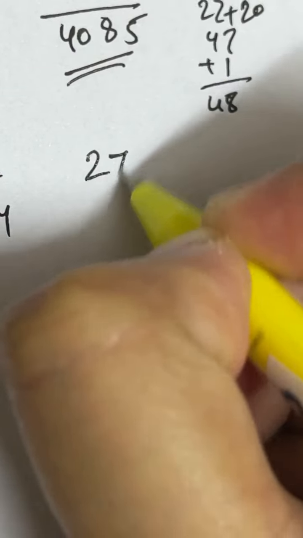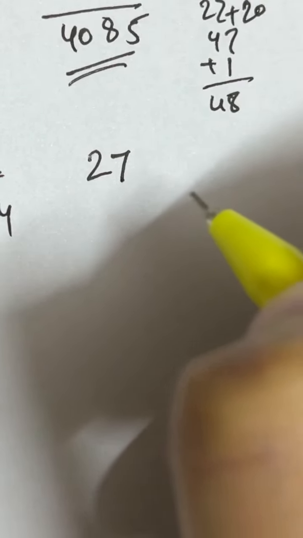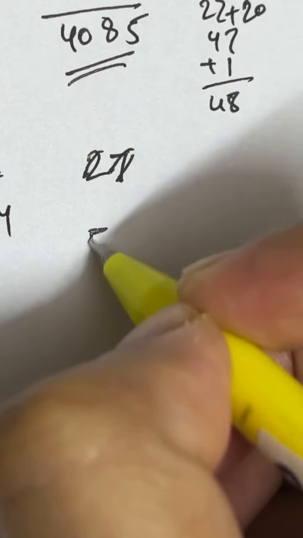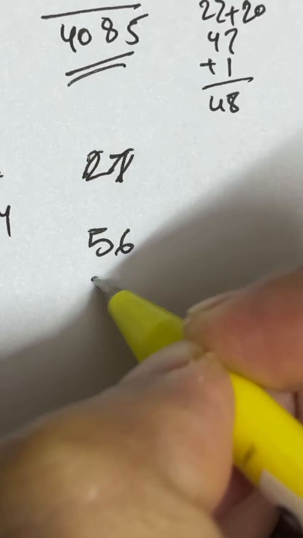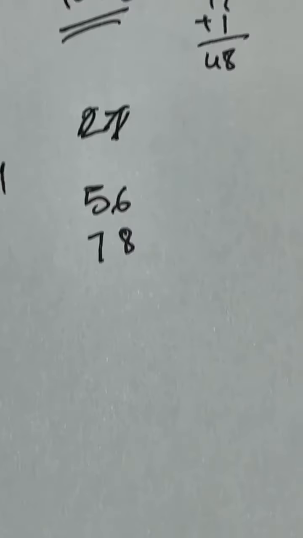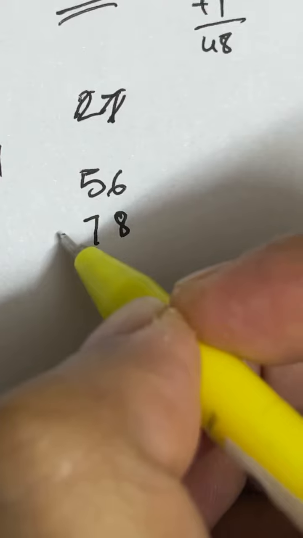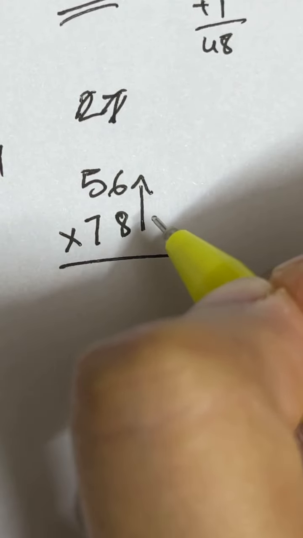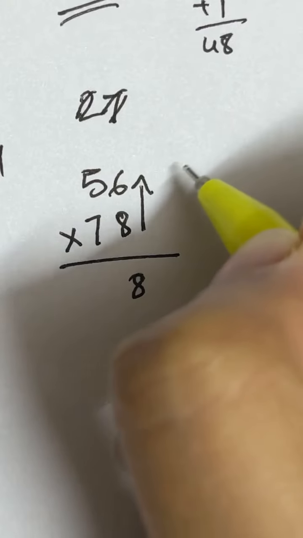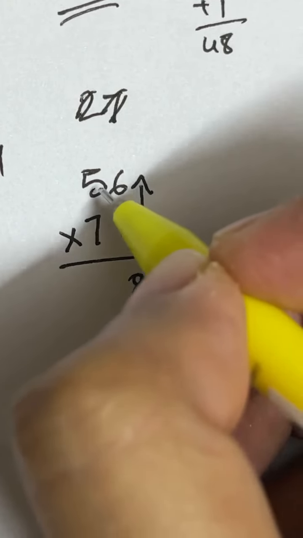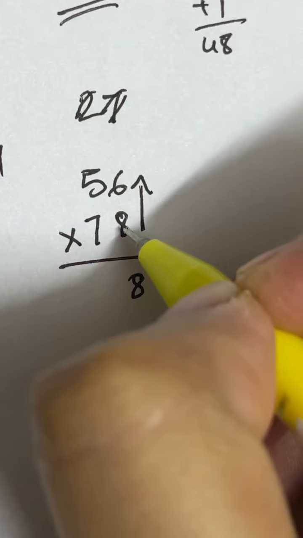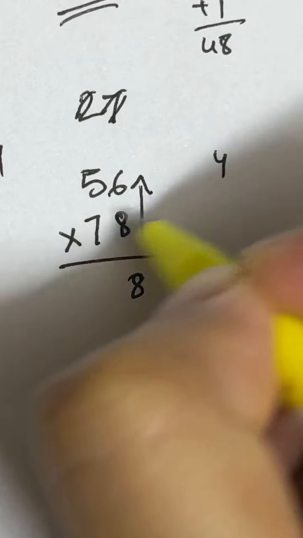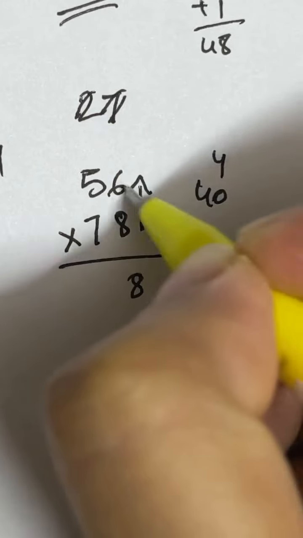Okay, 27. Okay, not 27. Let's take now some other number. 56 and 78. What do you think? 78, some unique number. Okay, 56 times 78. 6 times 8 is 48. 8, and 4 is carry over. And then what do you have here? 5 times 8 is 40. You have 4 carry over. 5 times 8 is 40. 7 times 6 is 42.